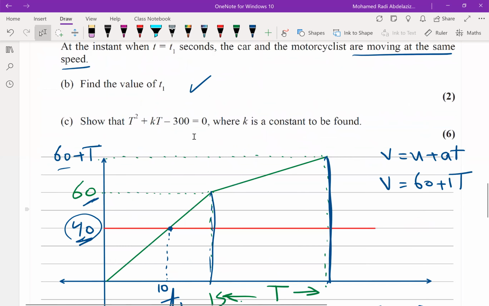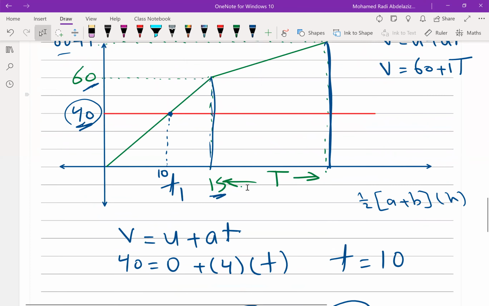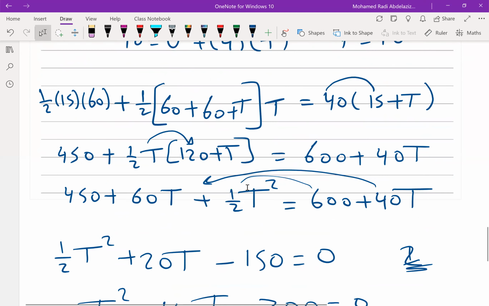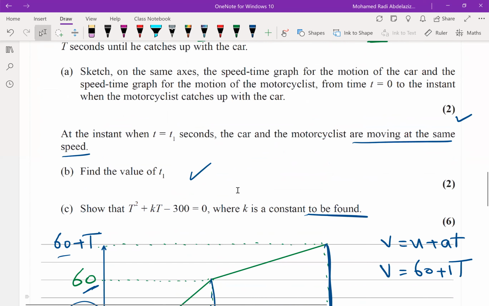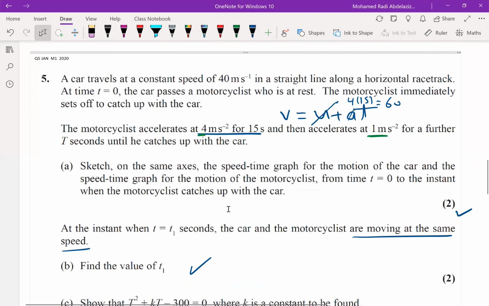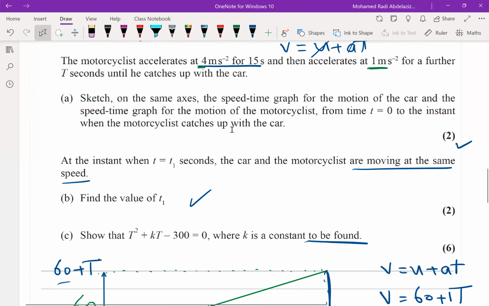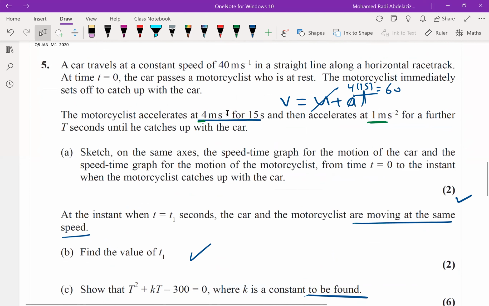It's given here, show that t squared plus kt minus 300, where k is a constant to be found, means we found already that it is equal to 40. He didn't ask to continue and solve the equation and get the time. Maybe another examiner asks to get the time by solving the quadratic equation. That's it. Thank you.